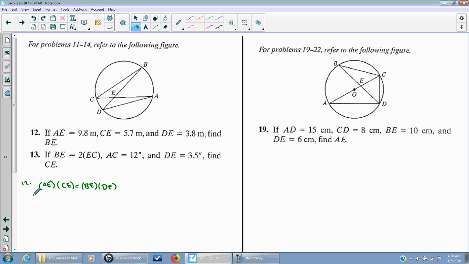We know 9.8, we know 5.7. Over here, I don't know BE, but I do know 3.8. So if I take 9.8 multiplied by 5.7 and divide that by 3.8, I should get BE. And I believe that is 14.7.